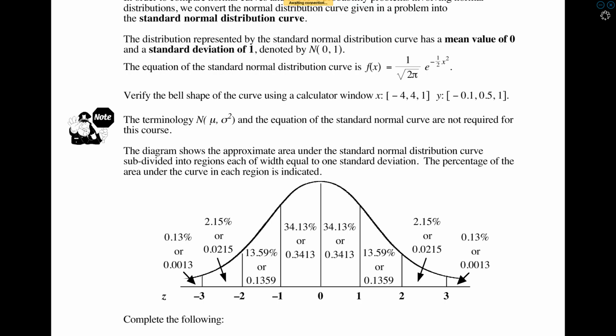And notice the window settings, it wants a really low window setting, because recognize the top here is 1, so we don't have to go close to as high as it starts with. So negative 4 up to 4, down to negative 0.1, 0.5, and my 1s. So my graph looks something like this.